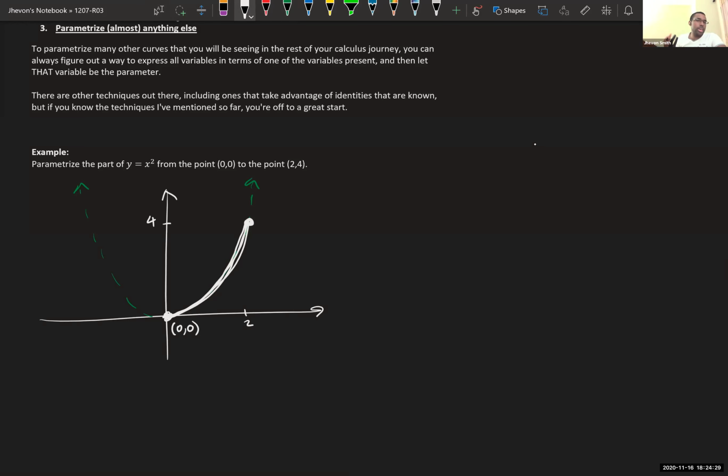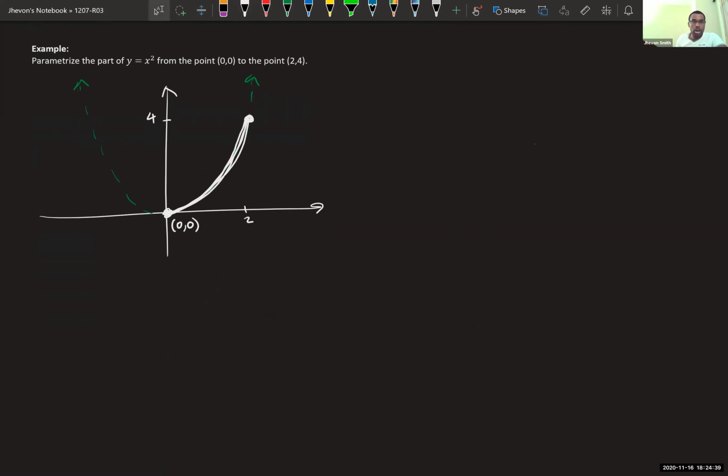Now, I didn't say specifically what direction I wanted to move in. It's not always going to matter, but if it does matter, you'd be able to fix it. So that's the part of the curve that I want to parameterize. Now you might say, well, y equals x squared, that's not a circle, that's not a straight line. What is the formula for it?